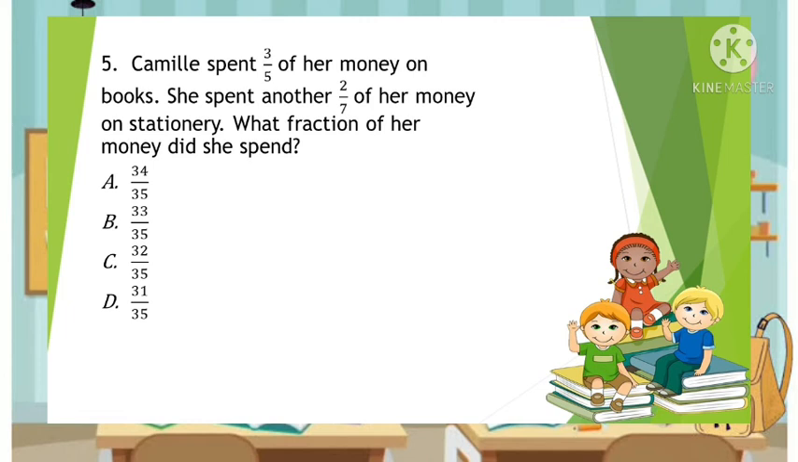And for number 5, Camille spent 3/5 of her money on books. She spent another 2/7 of her money on stationery. What fraction of her money did she spend? A, 34/35. B, 33/35. And C, 32/35. And letter D, 31/35.